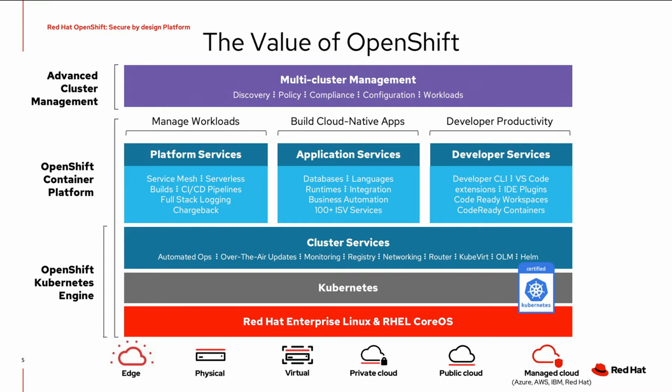Now, one of the items here that may seem new to folks is the purple box up at the top, which is Red Hat's Advanced Cluster Management for Kubernetes, or RACM, as we've been calling it.